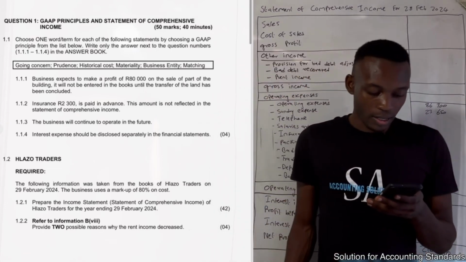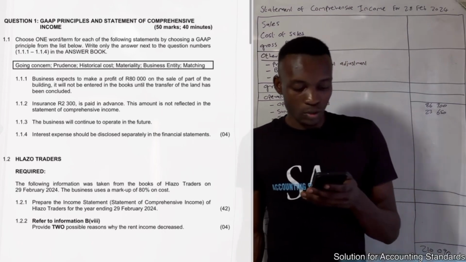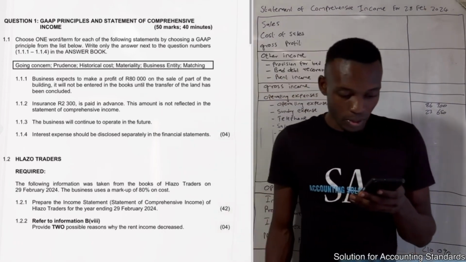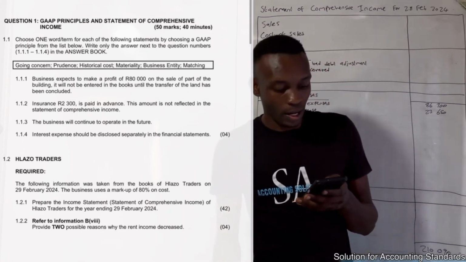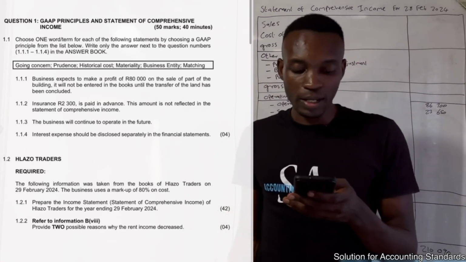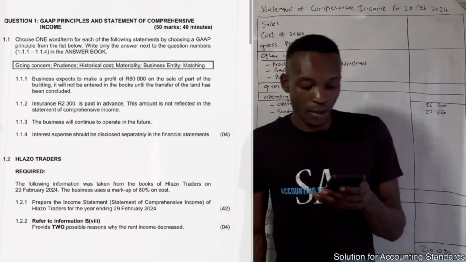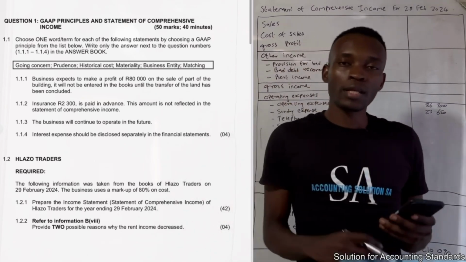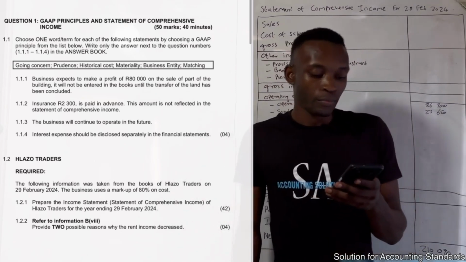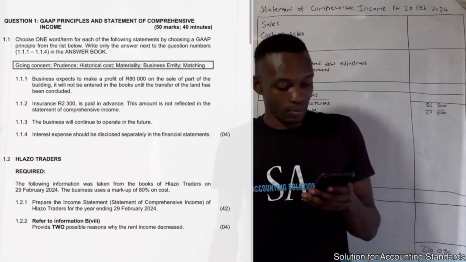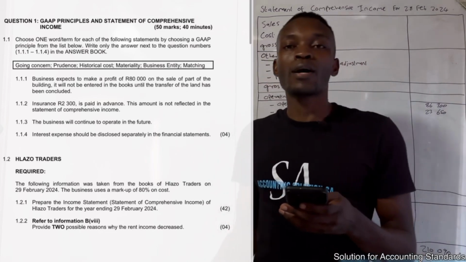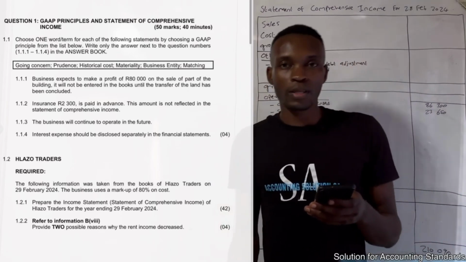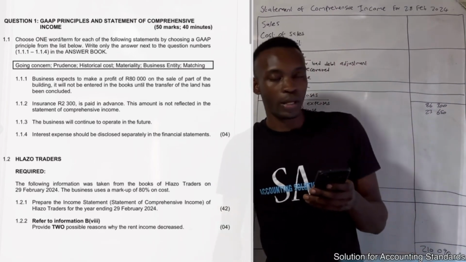1.1.1, they say that the business expects to make a profit of 80,000 on the sale of the building, and it will not be entered in the books until the transfer of the land has been concluded. In other words, there is no transaction that is going to be recorded until what? Until the transaction has been made. In other words, for now there is no sale that has been conducted. So the principle that applies in this case, guys, is called prudence.